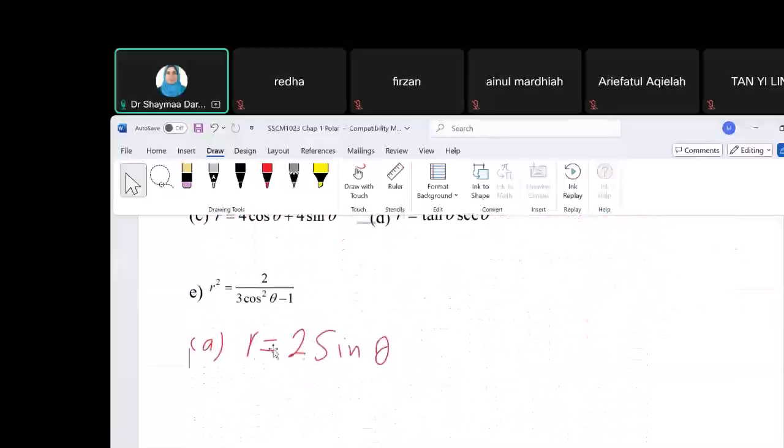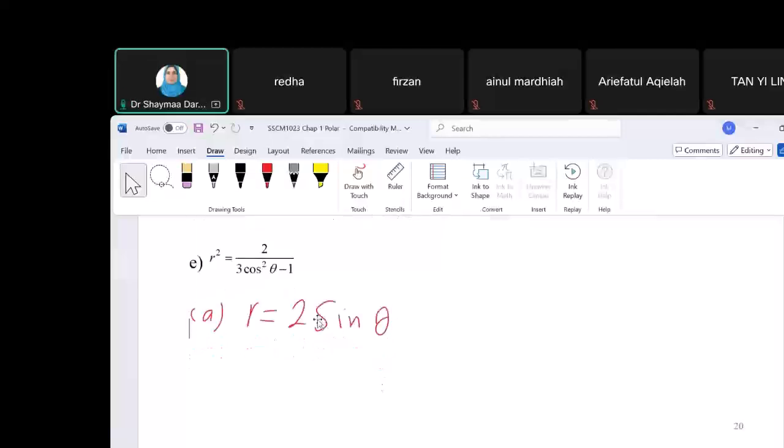Now we have r equals 2 sin theta. How do we convert to Cartesian? When we convert to Cartesian, r and theta should disappear. Okay, r equals 2 sin theta. If I can have r sin theta, I can replace it by y, right? Sin theta alone cannot, but r sin theta can be replaced by y. So what I will do, as your friend suggests, is multiply the whole equation by r.